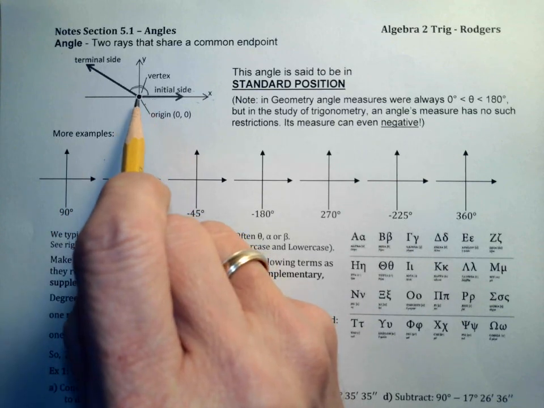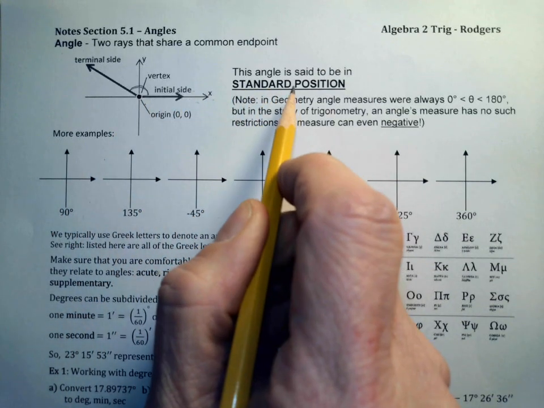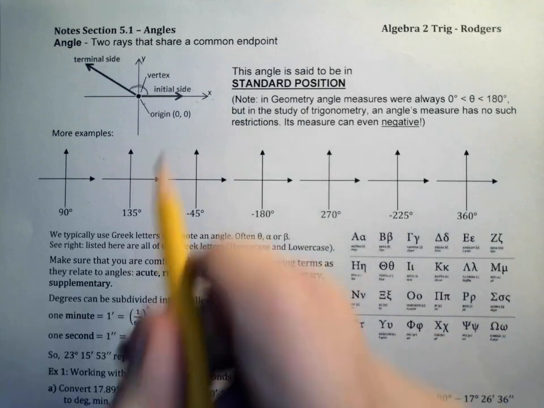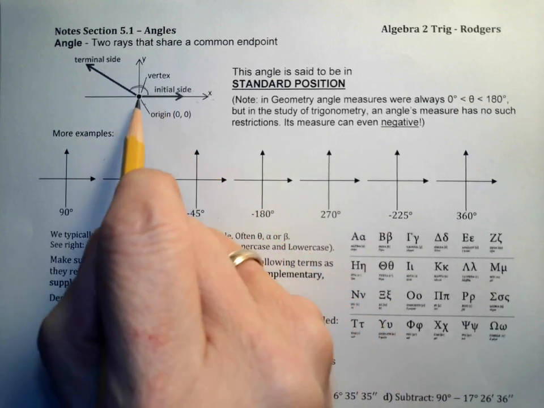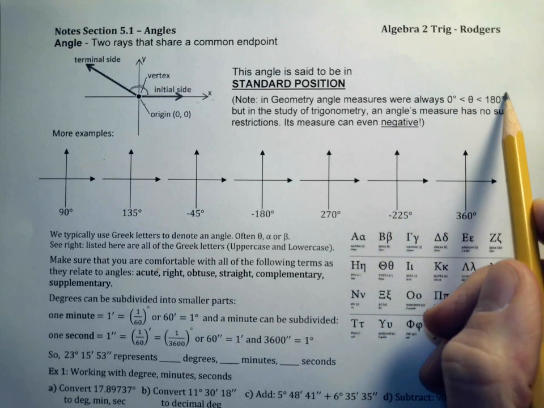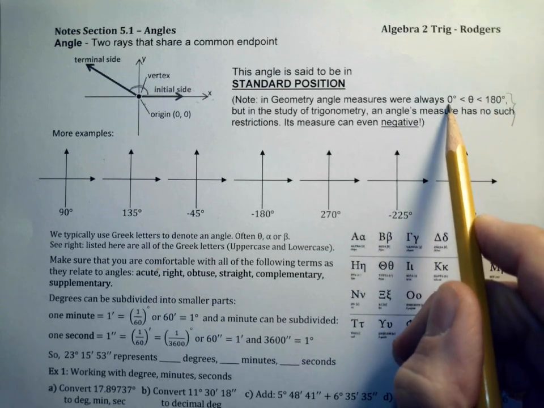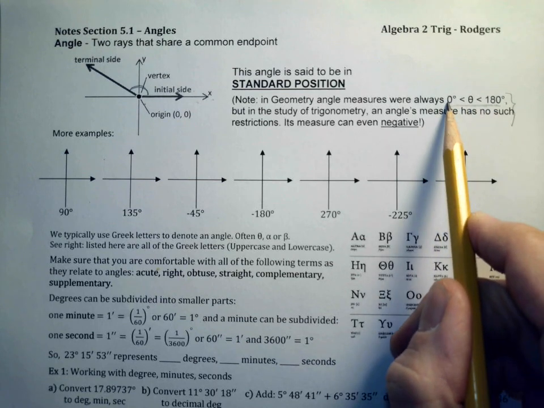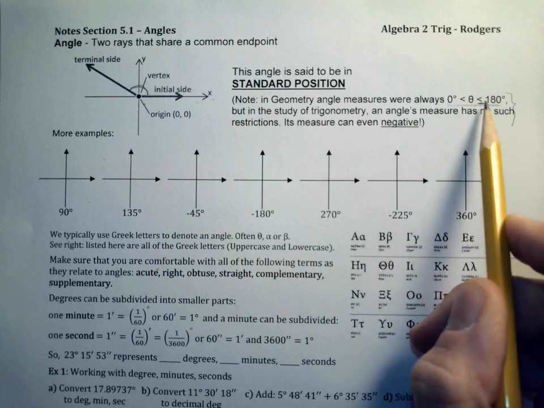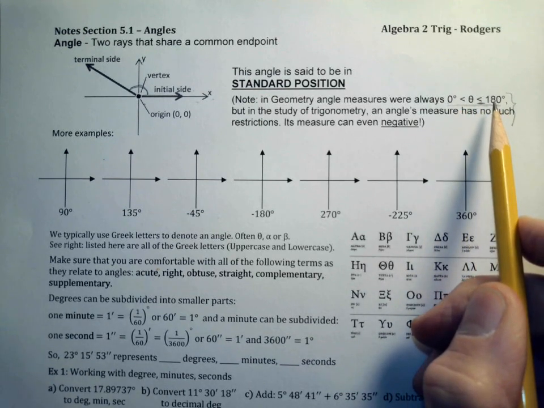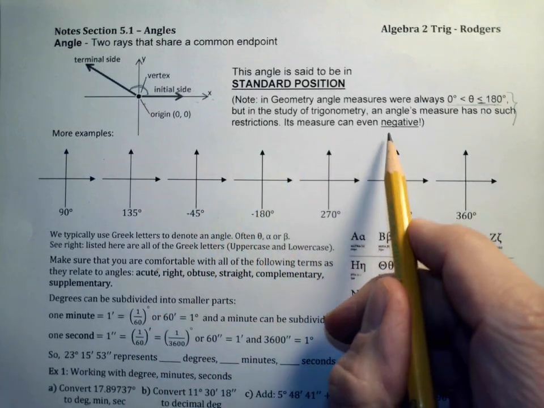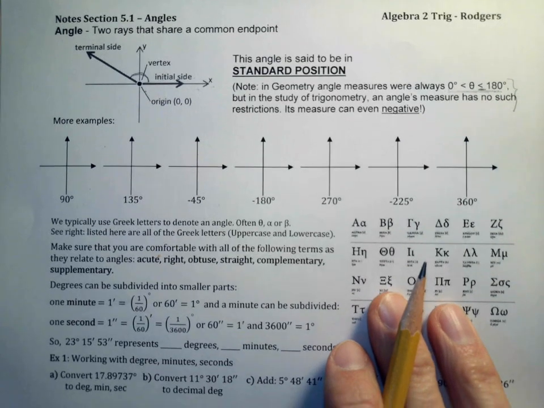Now, the initial side is always on the x-axis if it's in standard position, so much so that we don't generally even bother drawing in that initial side. We often will just draw in the terminal side. Okay, so this here is kind of what I was talking about before. In geometry, the angle measures were typically from 0 to 180, maybe inclusive if you called it a straight angle, but generally not bigger than 180 degrees. But in trigonometry, we can have more than that. All right, and then it can even be negative, and we'll see that in a couple of examples.